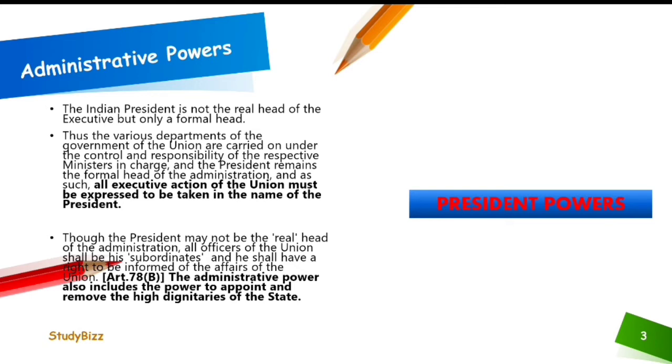So this is where we can say he's the formal head and all the administrative actions are taken in his name. So in short, the administrative powers of the president also include the powers to appoint and remove the high dignitaries of the state. We do have high positions, and he's the first person of the nation, and thus he becomes eligible to appoint or remove certain dignitaries, even though he's just a nominal head as per certain sources. But still, even though he is not a real head, he has got tremendous powers. So let us see.